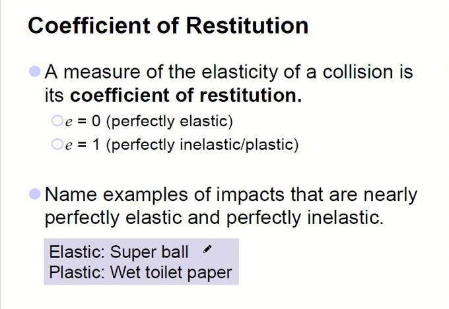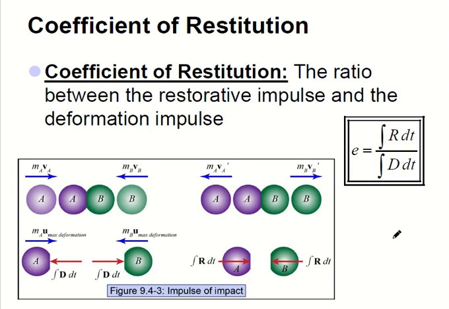So let's take a look at this. Elastic is your super ball, and plastic is, this is just a weird example, wet toilet paper. It is going to be plastic, meaning there's no elasticity in it.